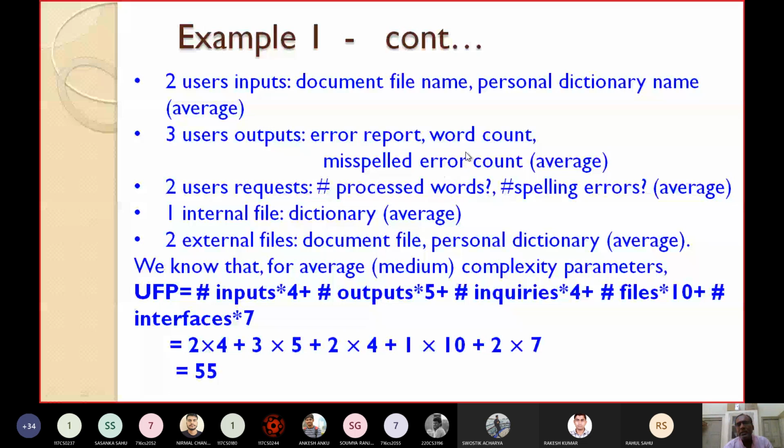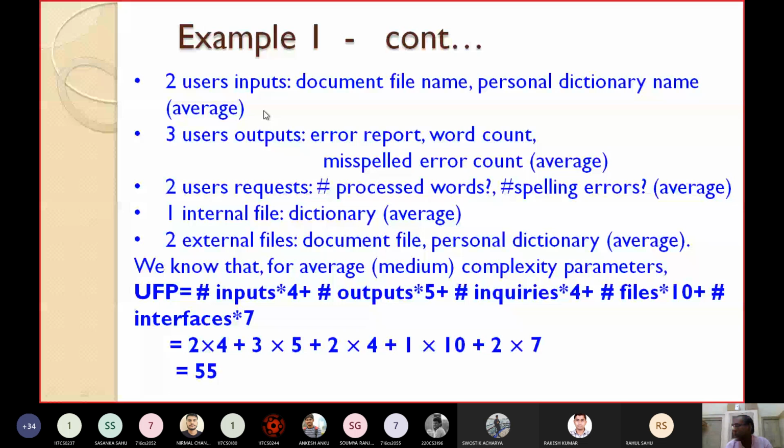inputs are similar. Number of processed words and the number of spelling errors, isn't it? How many? You see 2 inquiries: number of processed words and number of errors. It is also assumed that they are of average type or they are of medium type.